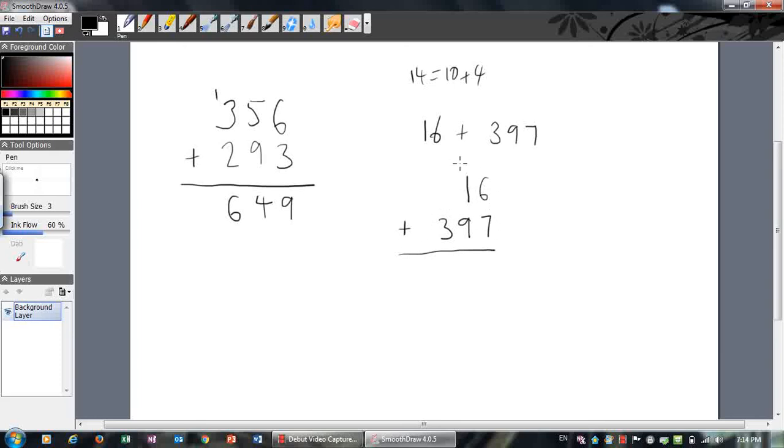Units first, 6 plus 7 is 13, so it's a 1 there and a 3 there. Here we've got 1 plus 1 plus 9. Well, that's 11, so a 1 goes here and a 1 goes here, 11. And then 1 plus 3 is 4 to give you a total of 413.